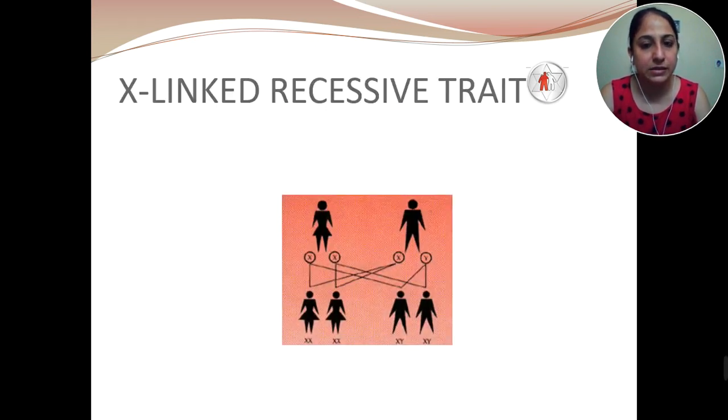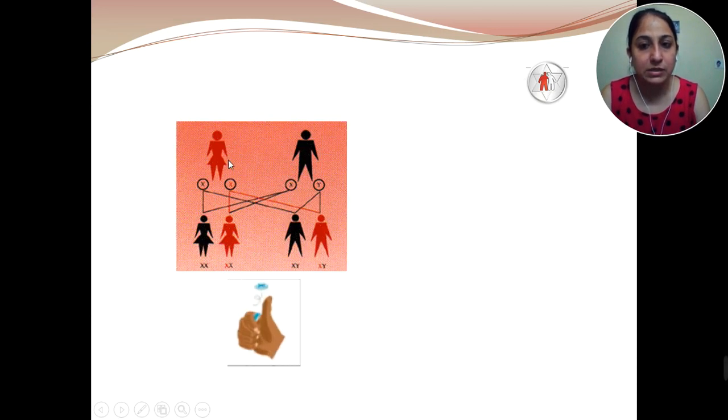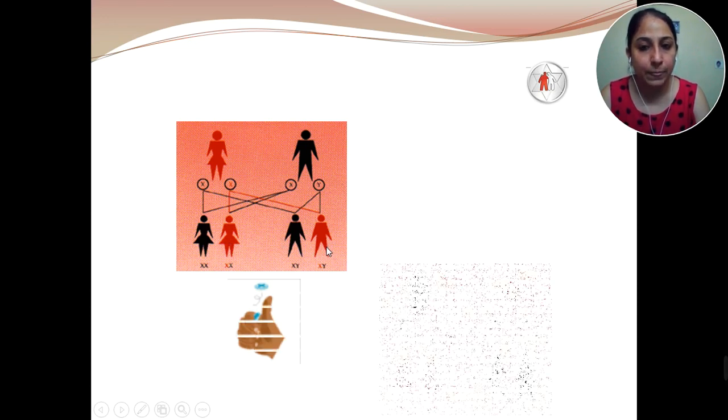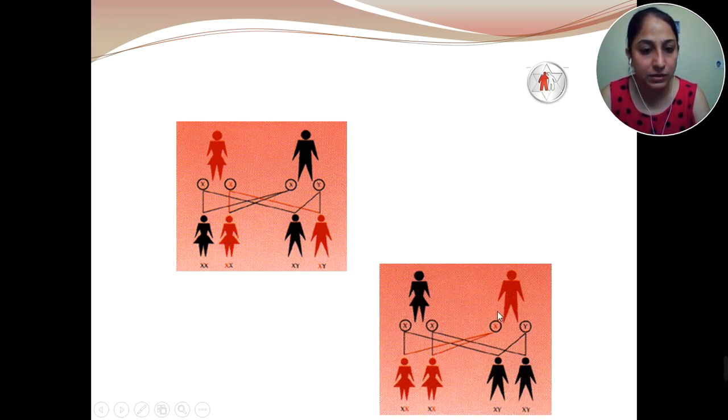It is an X-linked recessive trait. Here, if the mother and father are both normal, the children will be normal. But if the mother is a carrier, there is a 50-50% chance that the daughter and the son could be carriers. On the other hand, if the father is a carrier, both the girls will be carriers.